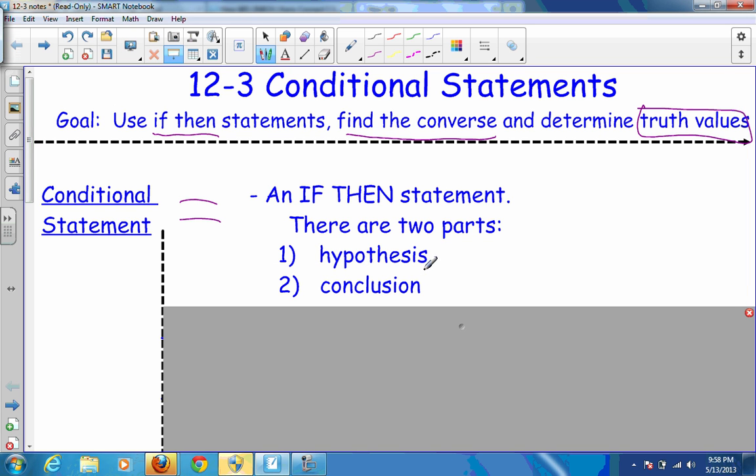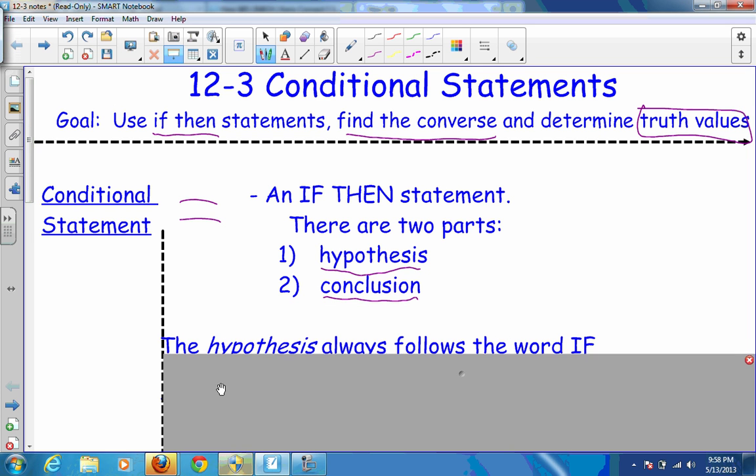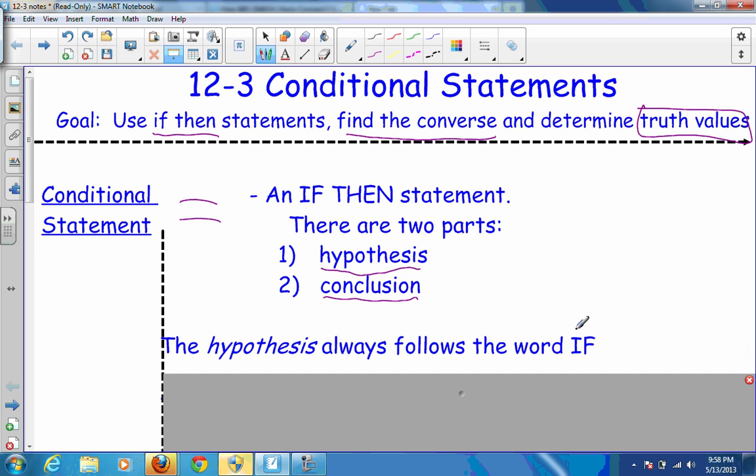The hypothesis is kind of like our circumstance or our idea. And then our conclusion is what happens after the circumstance or idea, the result of what happens. A couple things here. The hypothesis always follows the word if. So when you're looking for it in a conditional statement, look for the word if. The hypothesis follows directly after it.